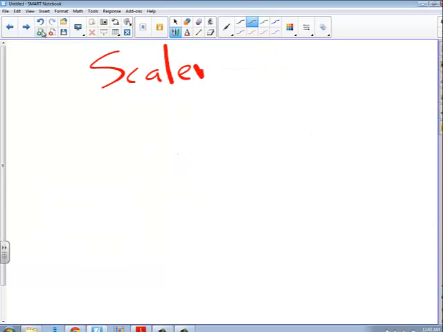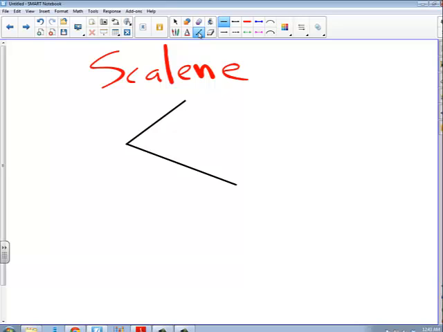Scalene triangle. The measures of the angles are all different. So that's indicated like so. So one tick mark there, two tick marks there, 1, 2, 3. That's showing that there is no congruence among those three sides. So all three sides are different.